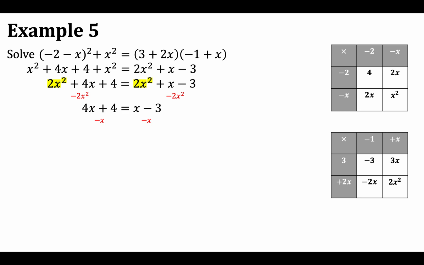I then subtract my 1x from both sides of the equation to give me 3x plus 4 equals -3. Subtracting 4 from both sides leaves me with 3x equals -7. And finally, to get x the subject of this equation, we divide throughout by 3, and that means that x is -7/3.